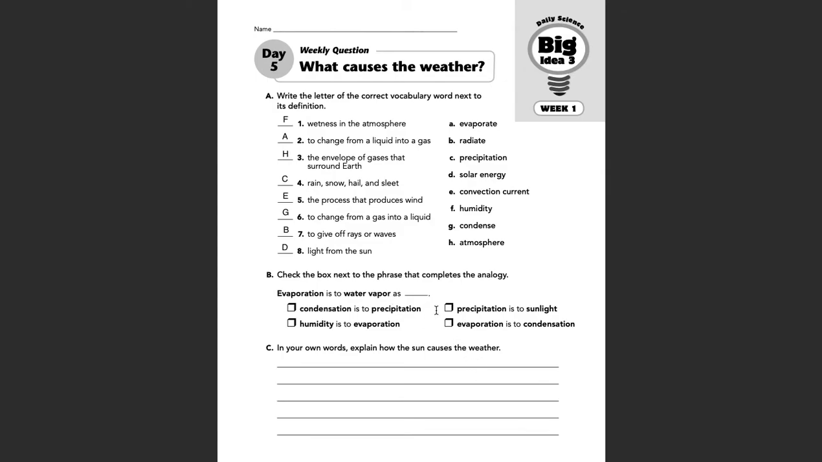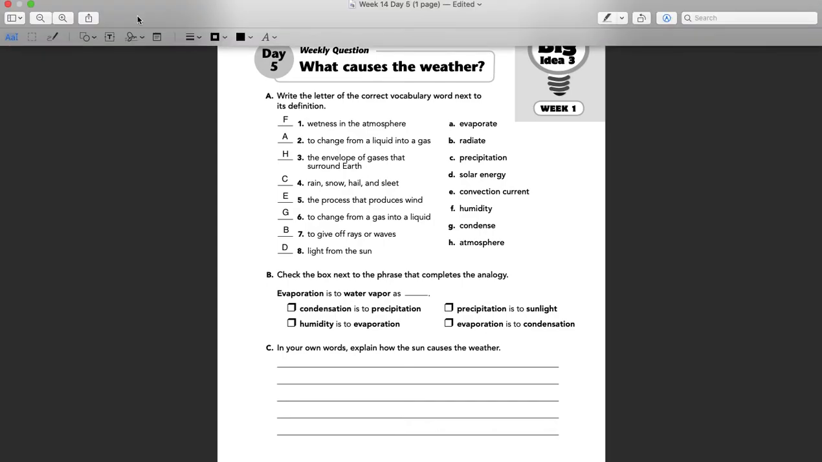Next, we are checking the box next to the phrase that completes the analogy. Evaporation is to water vapor. So when water is evaporated, it turns into water vapor. So then now we're looking for what happens next. I think the best phrase that fits would be condensation to precipitation, because when moisture starts to condense, that's when it starts to form precipitation.